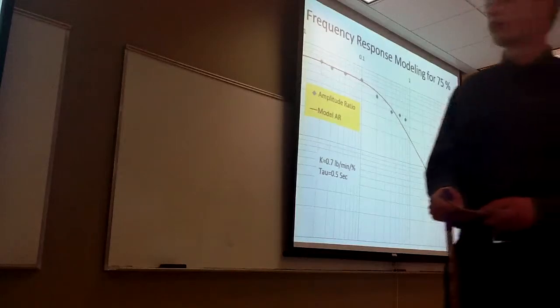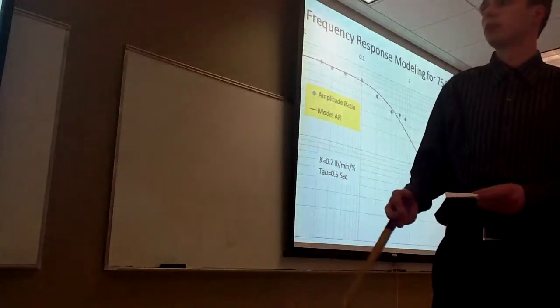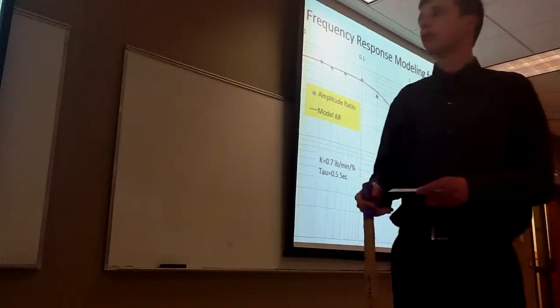This is a modeling of our upper range data. The gain was 0.7 pounds per minute per percent, and the tau was 0.5 seconds.